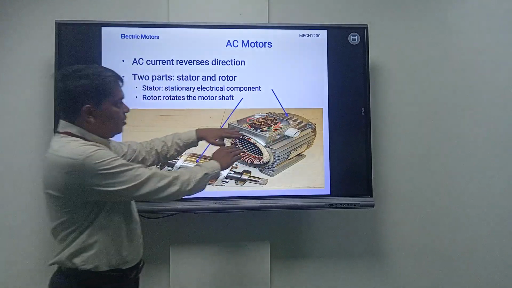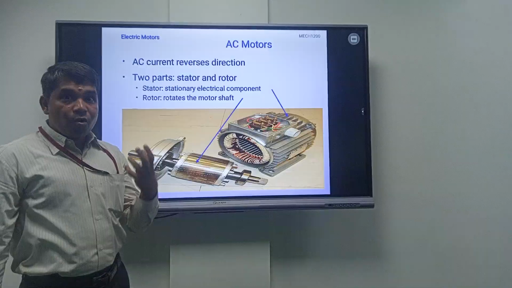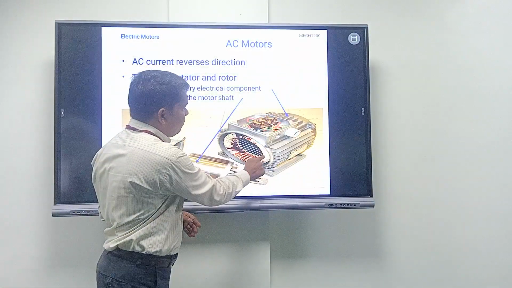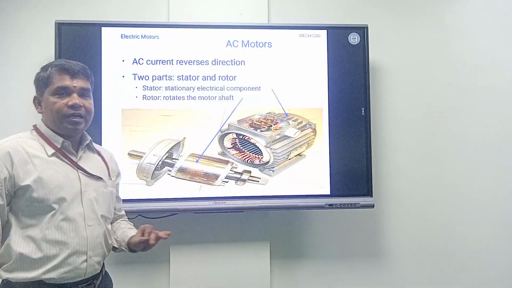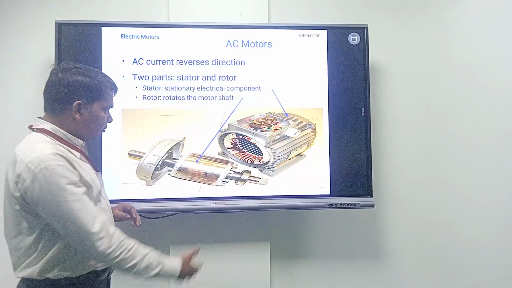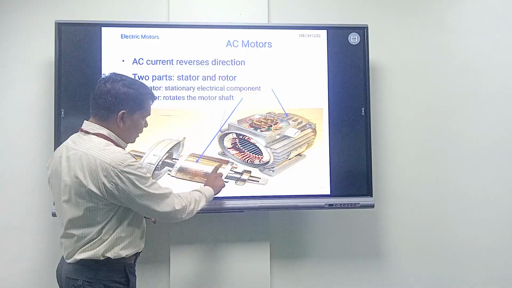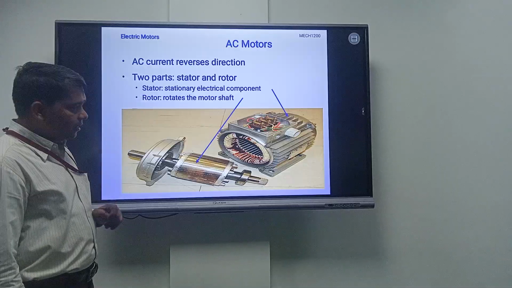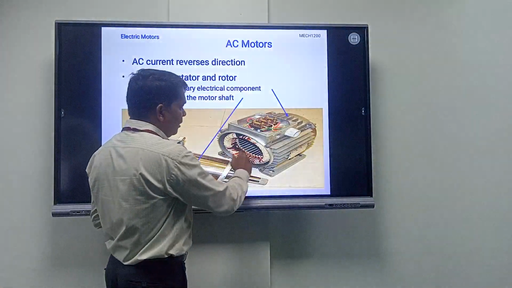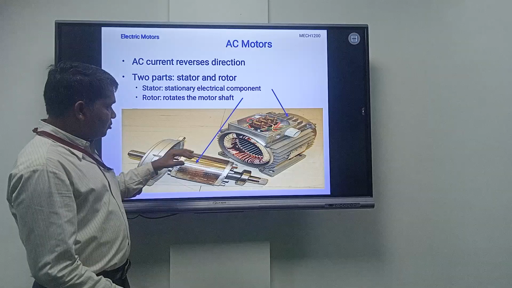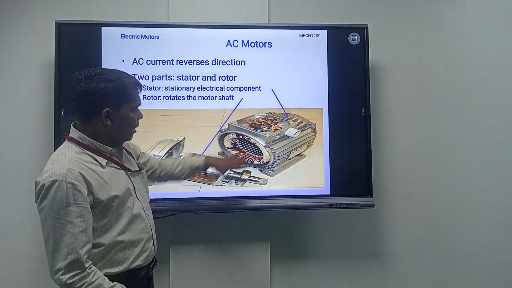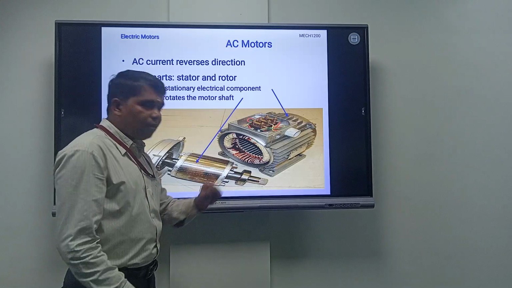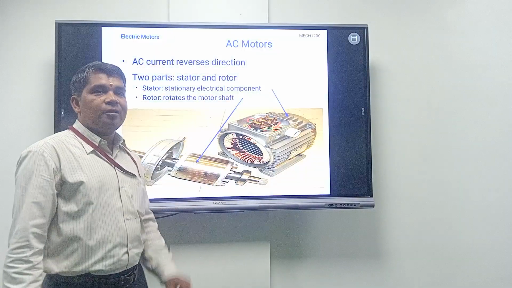So the outer frame is showing the stator portion. Inside the outer frame we will have the stator coils, conductors, and inside the stator is the rotor, which has the conducting parts. They are the rotor conductors, and they are placed inside the stator. The stator is the outer frame and the rotor is inside, and this rotor will have the shaft, which is nothing but the rotating part.